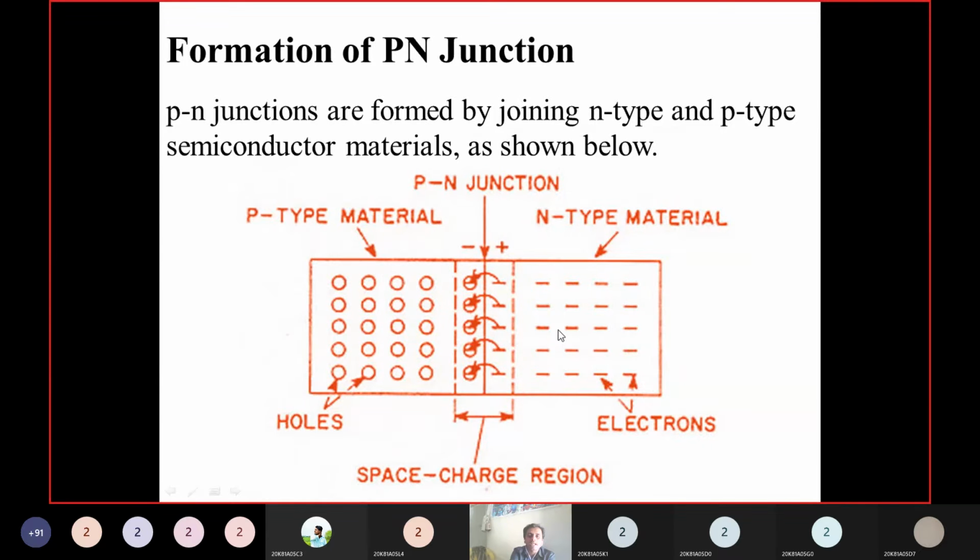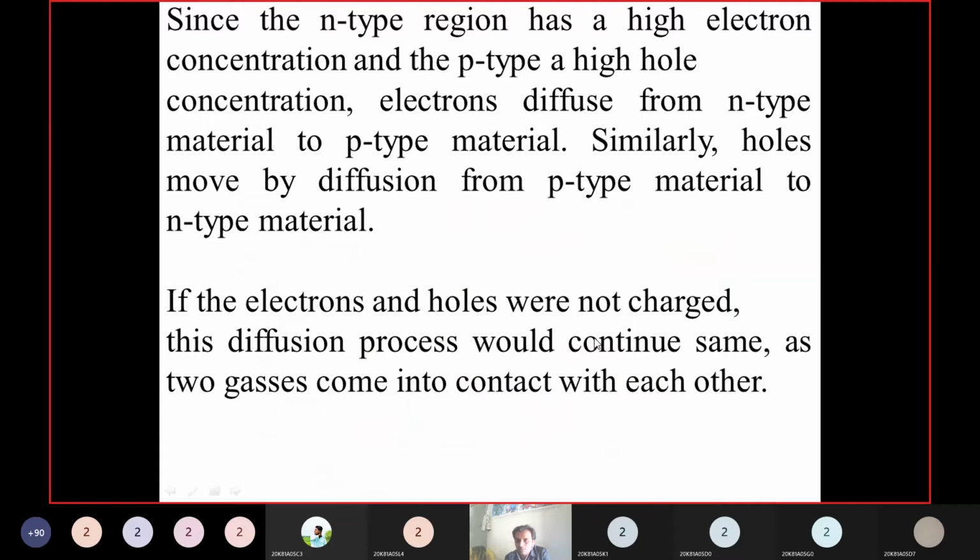Like suppose you take two gases and keep them in one bowl. They will diffuse from one region, one gas into another gas. Like that, here also electrons diffuse from the N region to the P region, and holes diffuse from the P region to the N region. If the electrons and holes were not charged, this diffusion process would continue the same as two gases coming into contact with each other. It behaves like two gases.